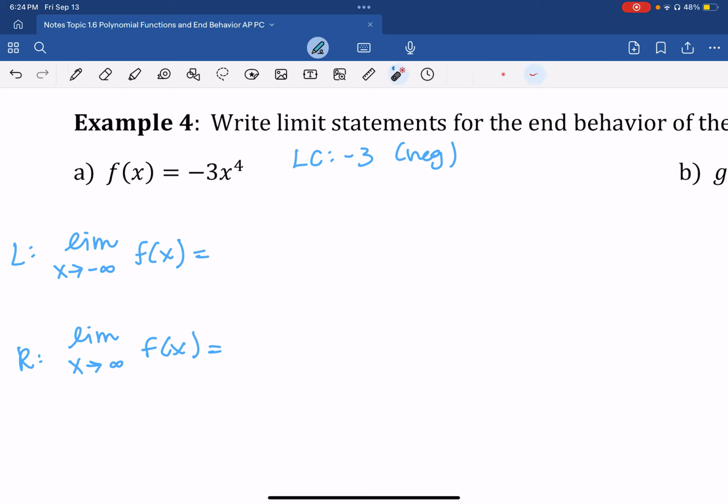Remember the left is always as x approaches negative infinity and the right side is always positive infinity. Okay, so back to the leading coefficient, we had a -3, which is negative. So the right side will be going down to negative infinity. The degree was 4, which is an even number, which means that both sides will be in the same direction, so the left also has to go down to negative infinity.